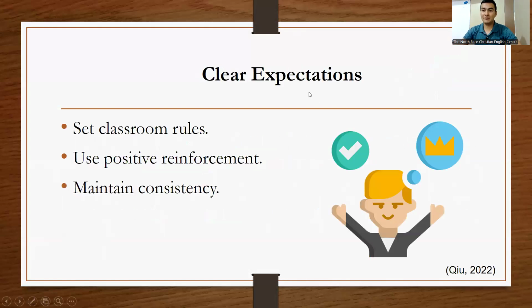So here, the first thing we have to keep in mind is clear expectations. We have to set up clear classroom rules. Okay, you're not supposed to do this or this, and when and how. Use positive reinforcement. Sometimes we think like teachers, we don't think like students. We need to think like students. Sometimes we expect perfect things, and we have to start valuing what students have done.